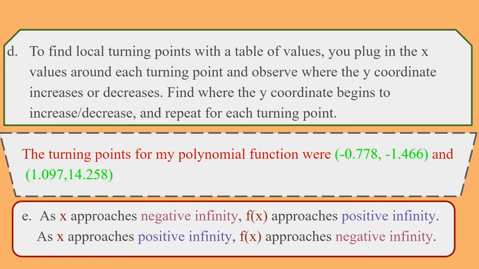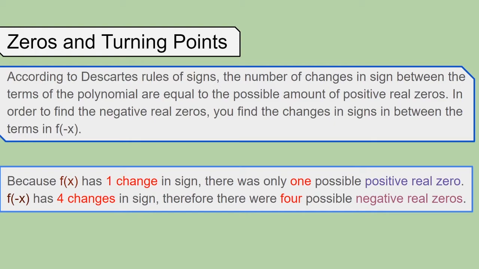The end behavior from my polynomial function would be this. As x approaches negative infinity, f of x approaches positive infinity. And as x approaches positive infinity, f of x approaches negative infinity. To find out how many zeros and turning points my graph could theoretically have, I used Descartes' rule of signs, in which the number of changes in sign between the terms of the polynomial are equal to the possible amount of positive real zeros. In order to find the negative real zeros, you find the changes in signs between the terms in f of negative x.